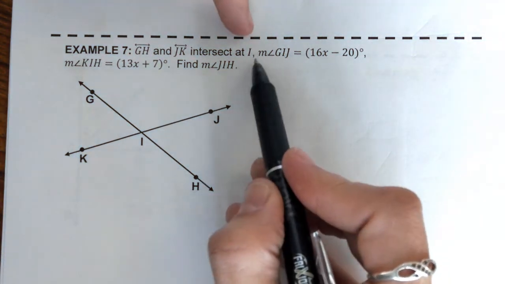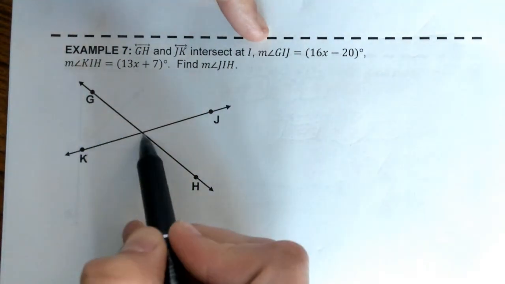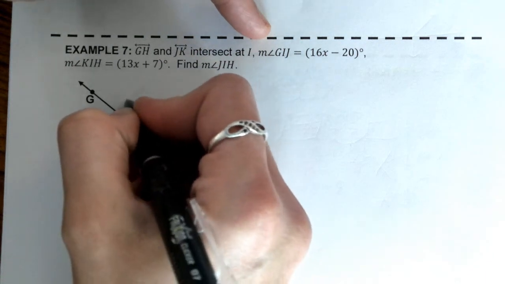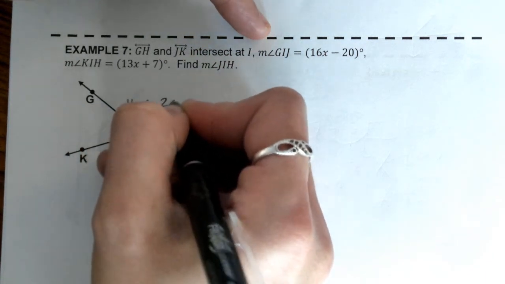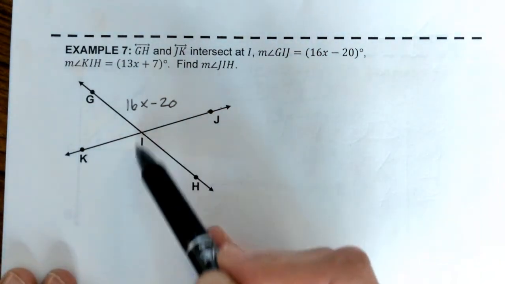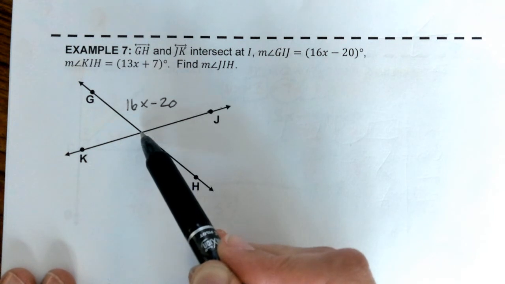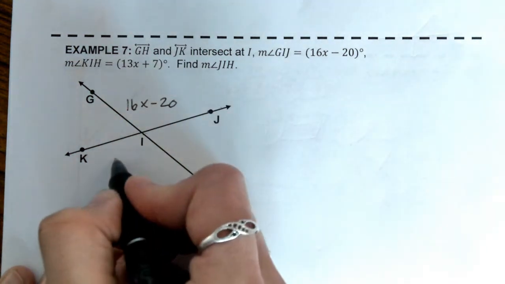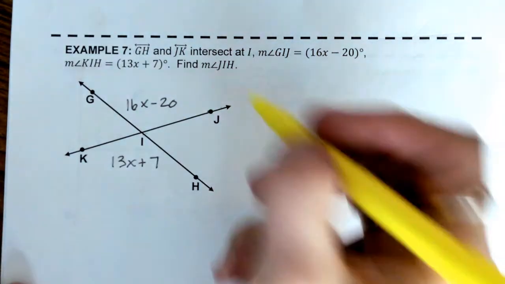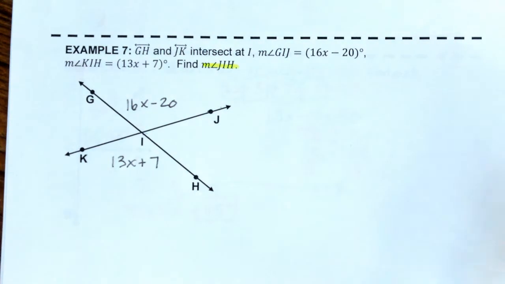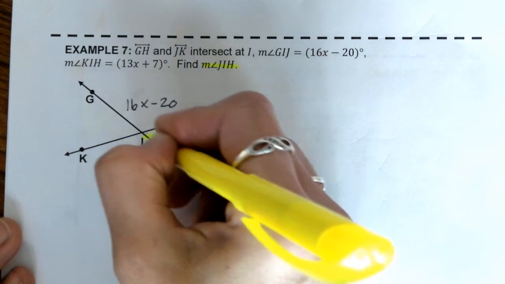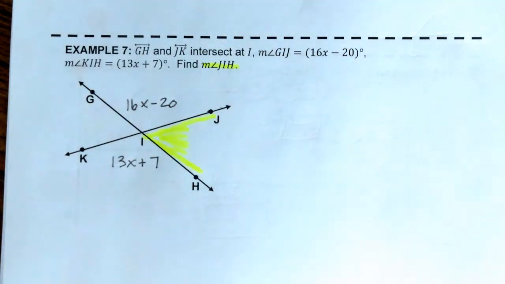We have that the measurement of angle GIJ up here is 16x minus 20. We're then told that the measurement of angle KIH, it's a vertical angle, they only touch at the vertex, that's where they meet and say hi. This is going to be 13x plus 7. What's going to change here is I want to find the measurement of angle JIH. Find out where JIH is. So we're looking for this angle right here.